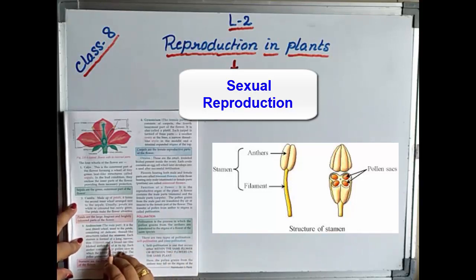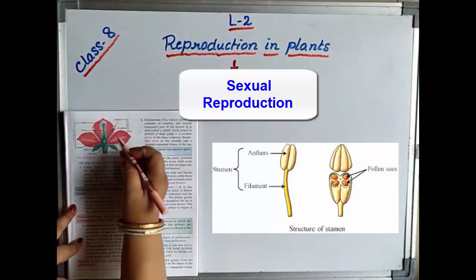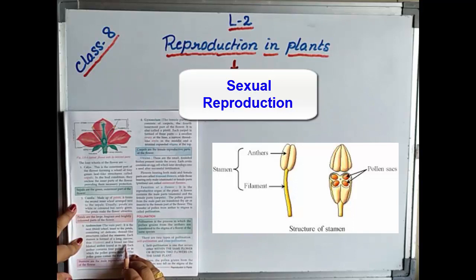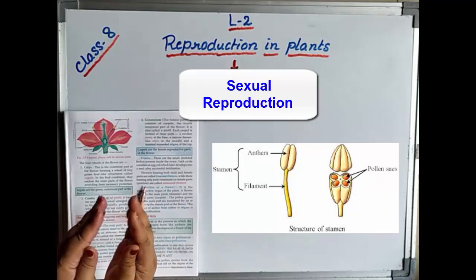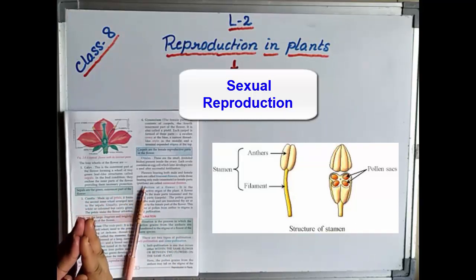Okay, each stamen is formed of a long, narrow, thin filament and a broad sac-like bilobed anther. Bilobed means it looks like this. That means two faces are there, both are joined. Bilobed, they are joined and look like that.